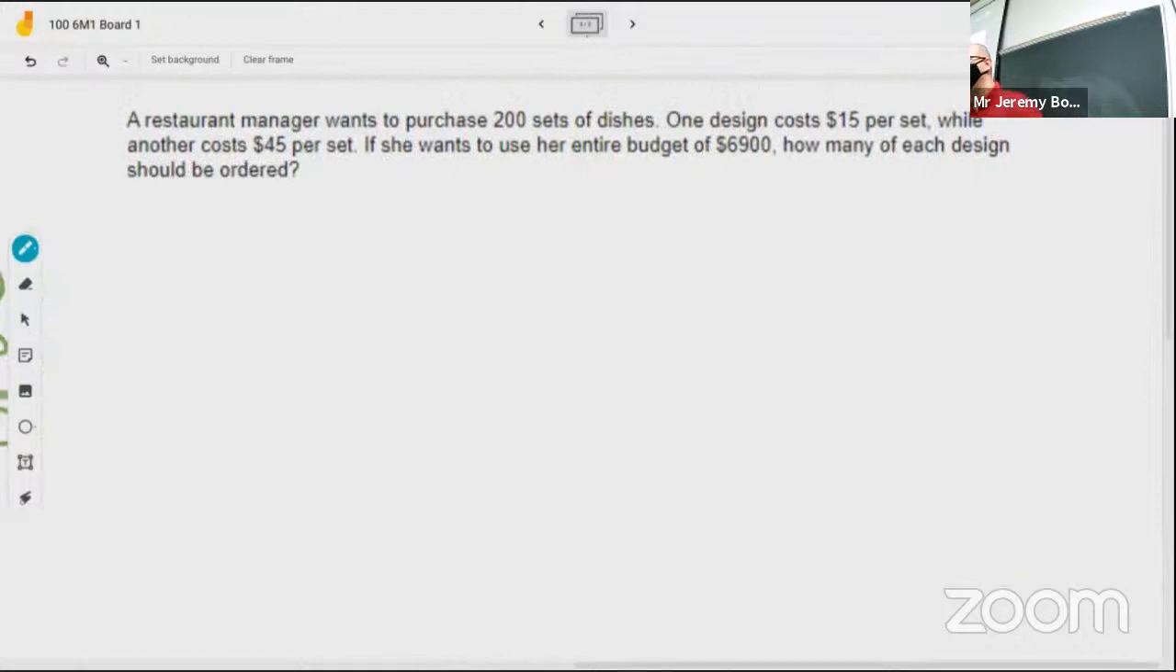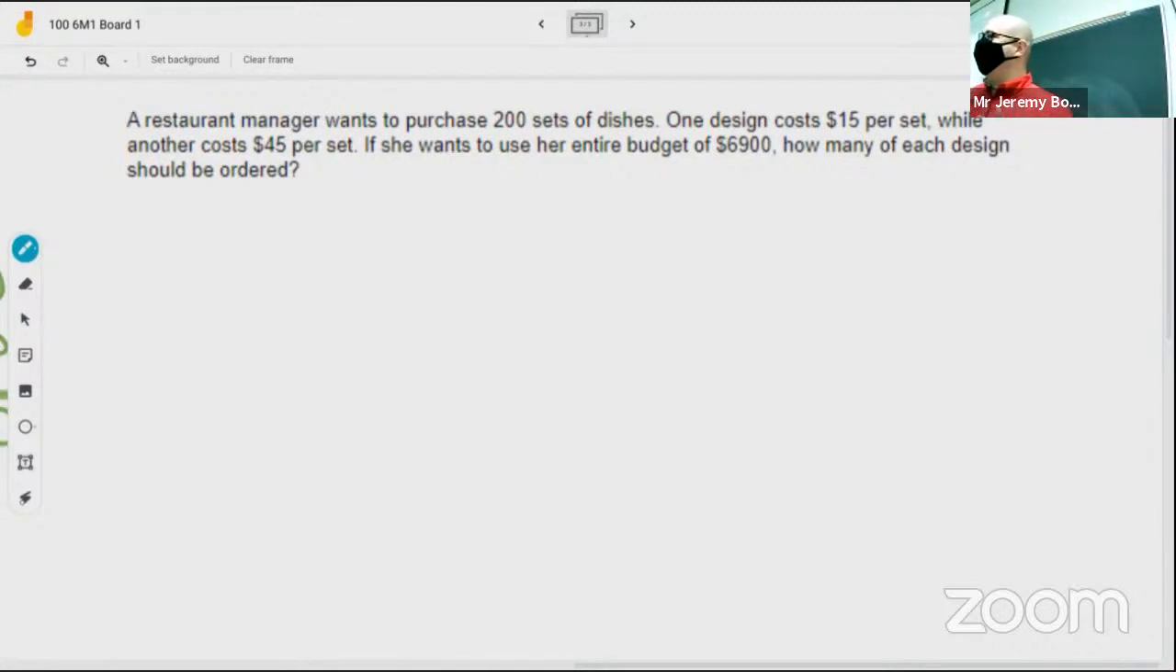A restaurant manager wants to purchase 200 sets of dishes. One design costs $15 per set, while another costs $45 per set. If she wants to use her entire budget of $6,900, how many of each design should be ordered? And so what we're going to try to do, similar to what we did in 1.1, is create a system of linear equations from this.